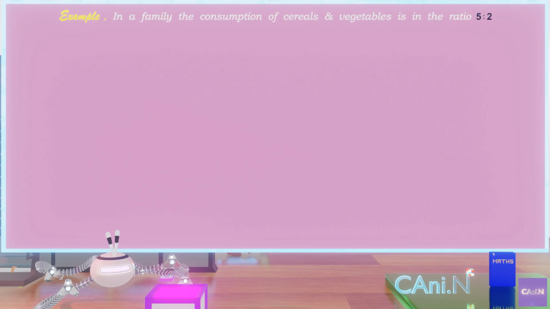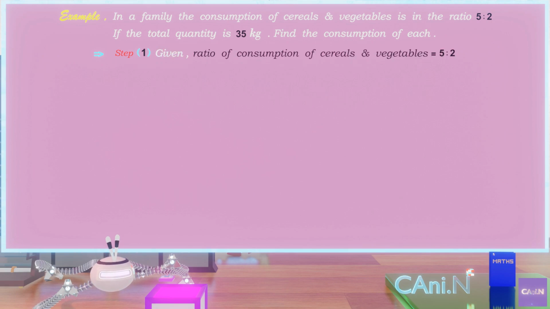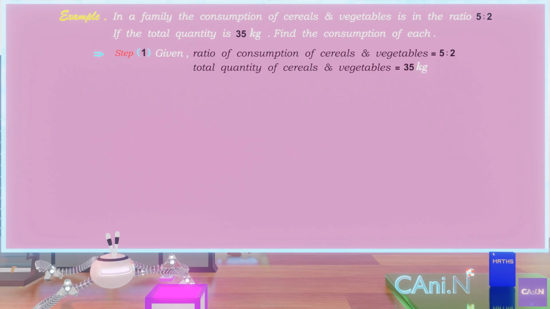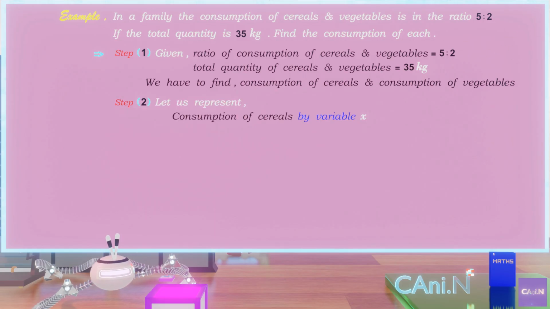Example. In a family, the consumption of cereals and vegetables is in the ratio 5:2. If the total quantity is 35 kilograms, find the consumption of each. Step 1. Given ratio of consumption of cereals and vegetables equals 5:2. Total quantity of cereals and vegetables equals 35 kilograms. We have to find consumption of cereals and consumption of vegetables. Step 2. Let us represent consumption of cereals by variable x and consumption of vegetables by variable y.